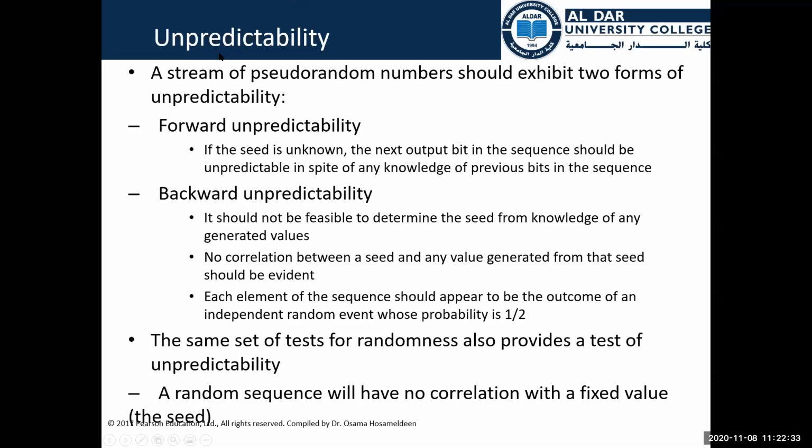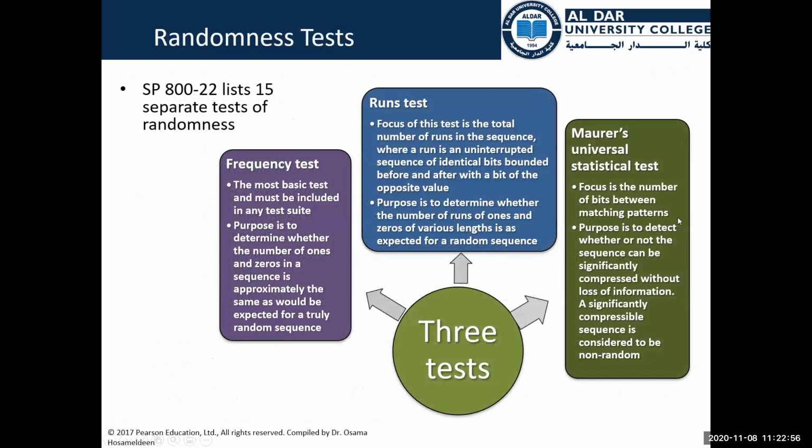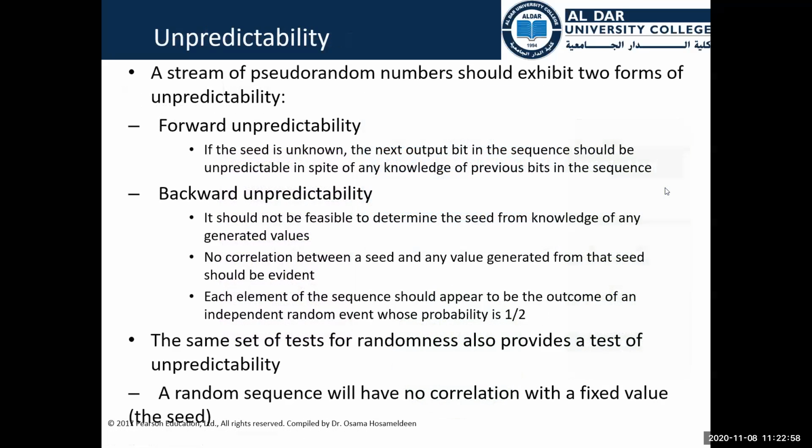And for unpredictability, we can use the same tests for randomness, and they also provide a test for unpredictability. Actually, if we have a truly random bit stream, we can have these tests. If they pass all these tests, we can conclude that it is unpredictable.